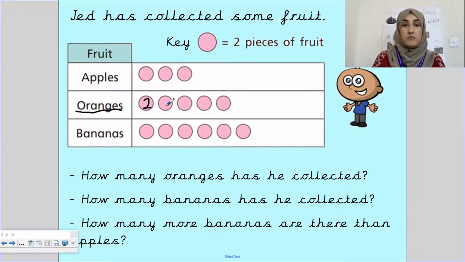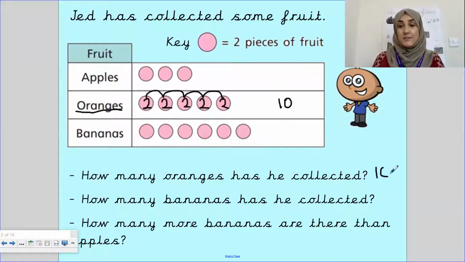So each one represents 2. And I know that because the key is telling me that 1 circle equals 2 pieces of fruit. So that's 2 and that's 2. Now I can count on my 2s to find out how many oranges Jed has collected. 2, 4, 6, 8, 10. Well done. So Jed has collected 10 oranges.